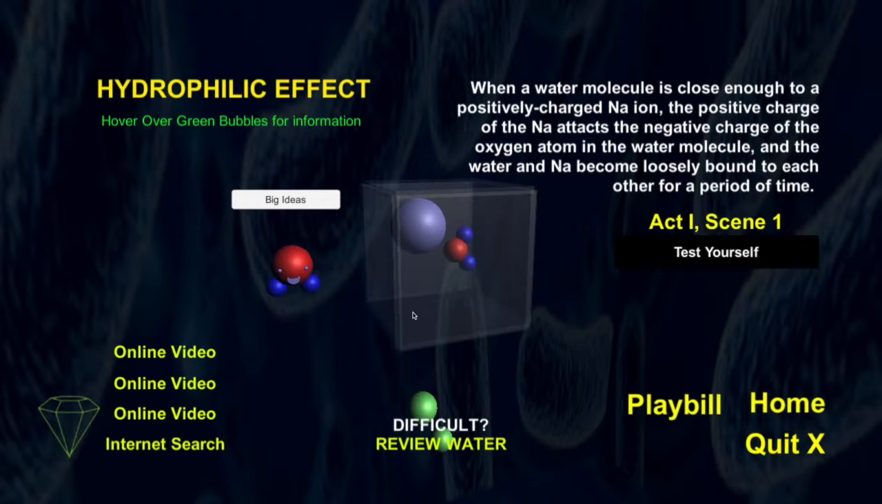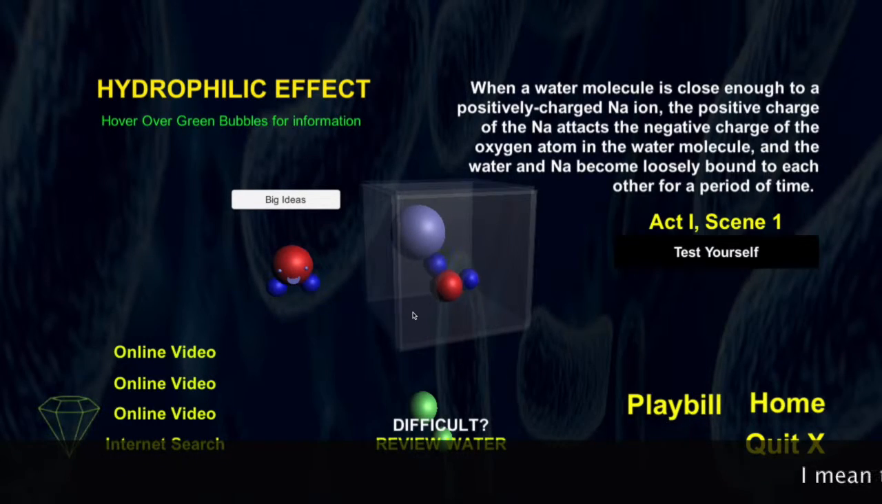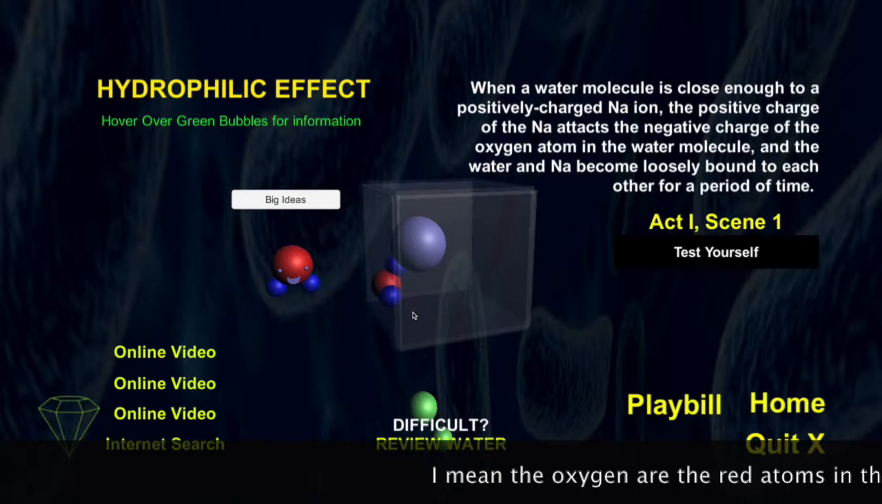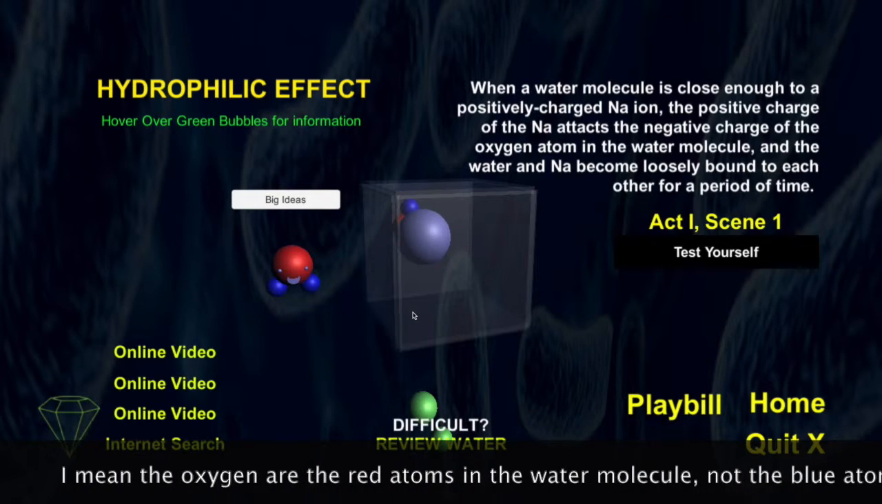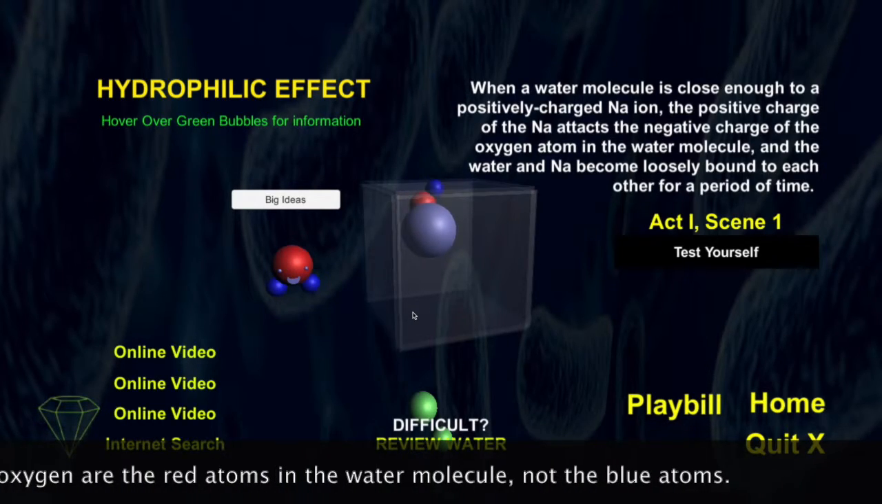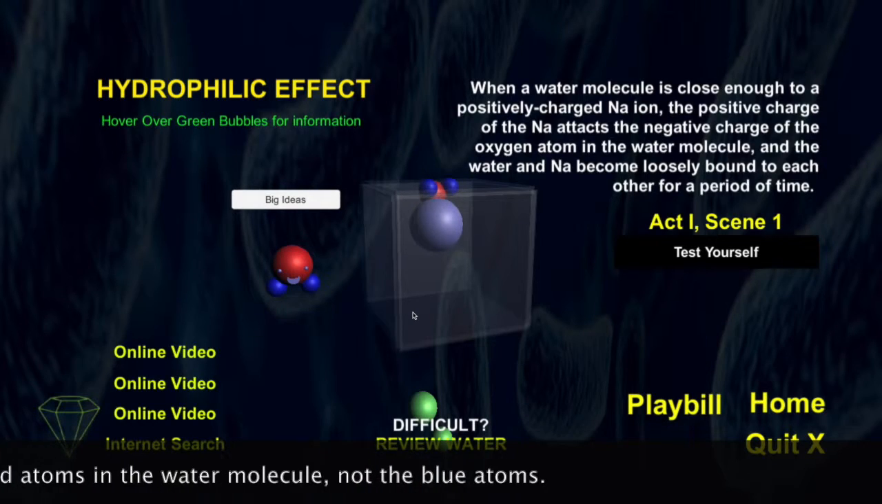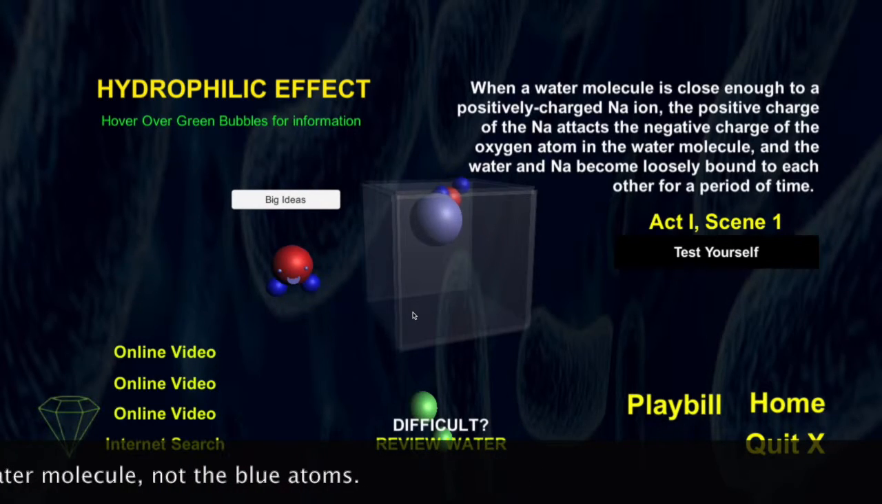The simulation illustrates what happens around the sodium ion. The negative oxygen ions in water are attracted to the positive sodium. The negative oxygen atoms are the blue atoms in the water molecule. The positive hydrogen atoms are repelled by the positive sodium. And something similar happens around the chlorine. The positive hydrogen atoms are attracted to the negative chlorine, and the negative oxygen atoms are repelled by the negative chlorine.